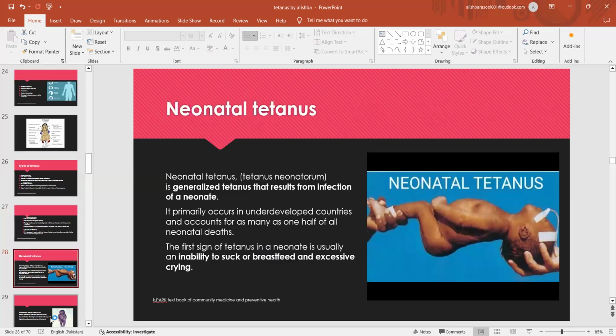Neonatal tetanus. Tetanus neonatorum is generalized tetanus that results from the infection of a neonate. It primarily occurs in the underdeveloped countries and accounts for as many as one half of all the neonatal deaths. The first sign of tetanus in a neonate is usually an inability to suck or breastfeed and excessive crying.